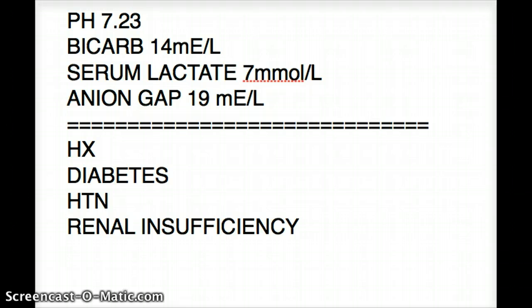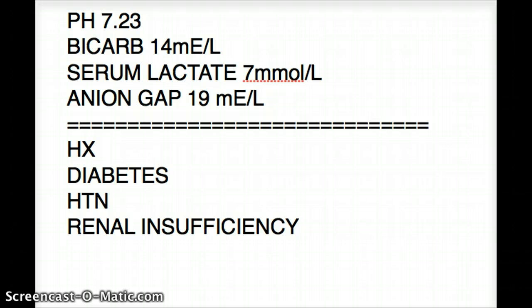The anion gap is 19, which is also high because the normal anion gap lies between 3 and 11 milliequivalents per liter. So we have this patient who is a diabetic, suffering from hypertension, who has an acidic pH, and all the lab values are leading towards the fact that the acidic pH is probably due to increased lactate.